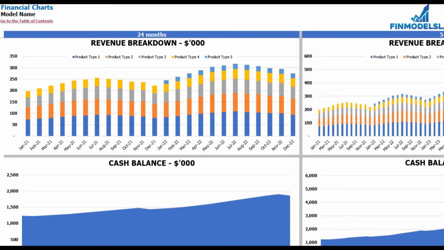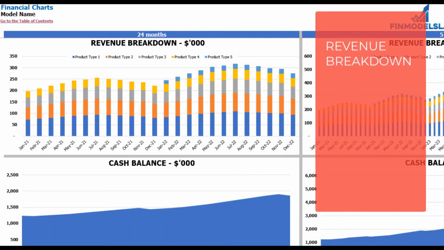On the Financial Charts tab you may see the main financial outputs in graphical form. So on the left side you may see the chart for the 24 months, and on the right side you may see the chart for the 5 years or 60 months.